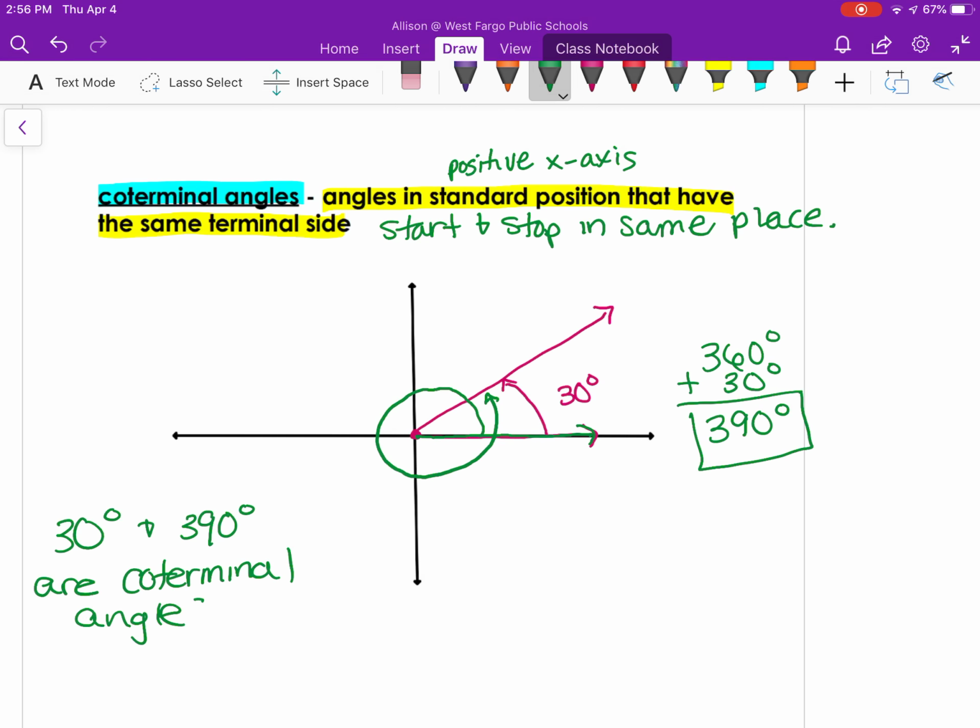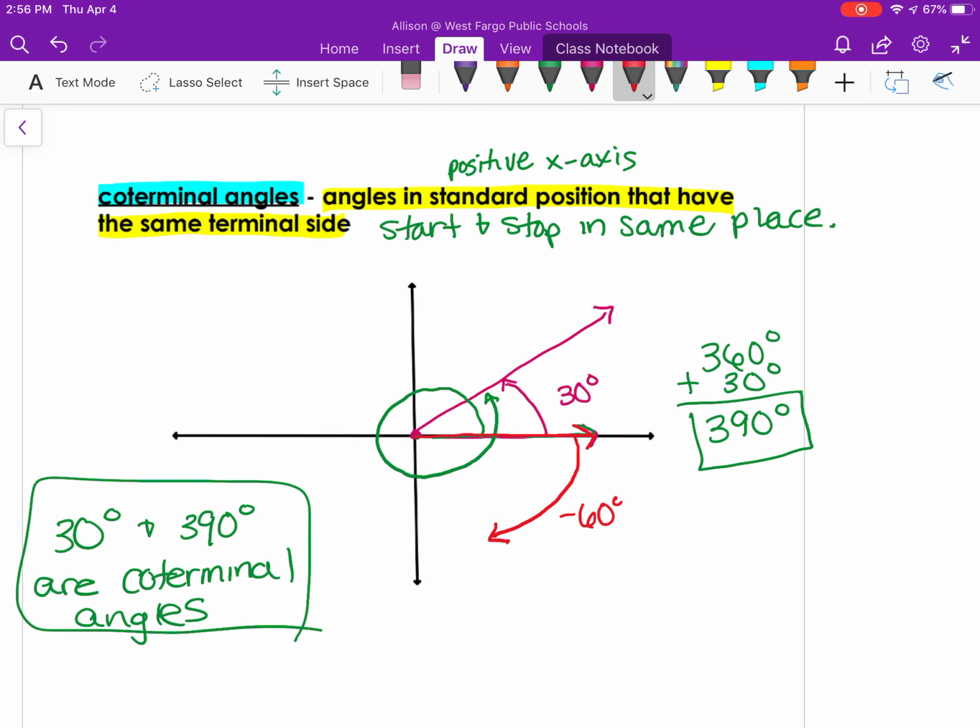So they're coterminal angles. It works with negative angles as well. For example, if I start with the positive x-axis as my initial side again, and this time I go clockwise, back a negative 60 degrees. So this will be my terminal side. Now say I want a coterminal angle. I'm going to start at the positive x-axis, and I could go negatively around. I could go negative 360 degrees plus another negative 60 degrees and be at negative 420. That would be one option.